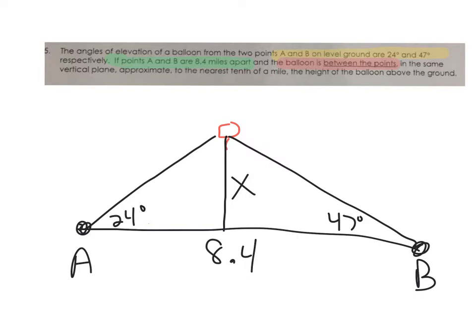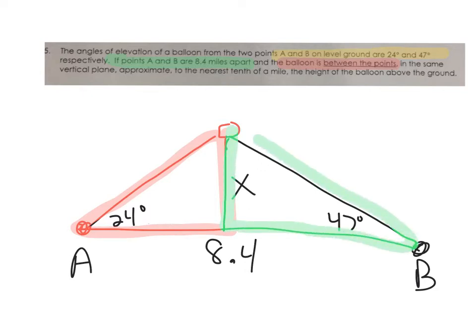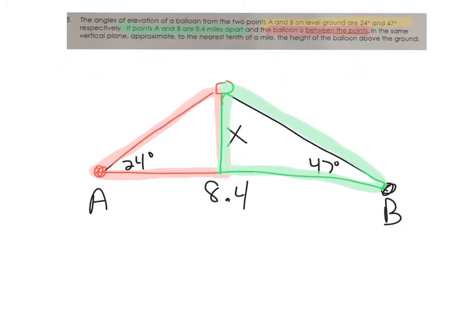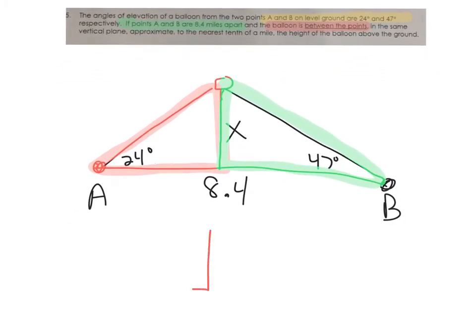And always, what you're solving for, you look for a triangle that X is in. So here, X is either in this red triangle or X is in this green triangle. You have to pick one of the triangles, work with it, and go about solving for X. So maybe I'll pick my red triangle.